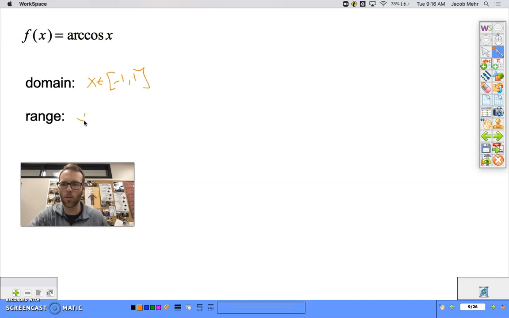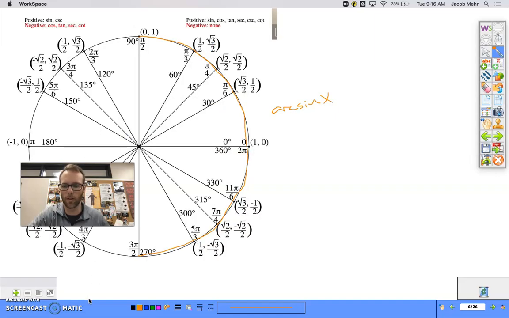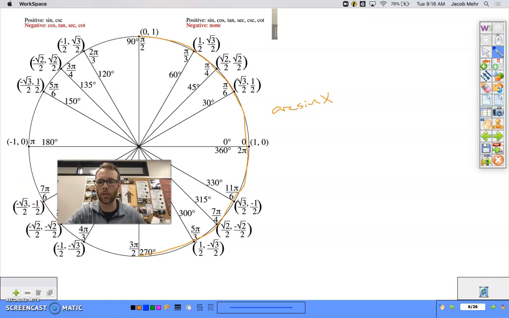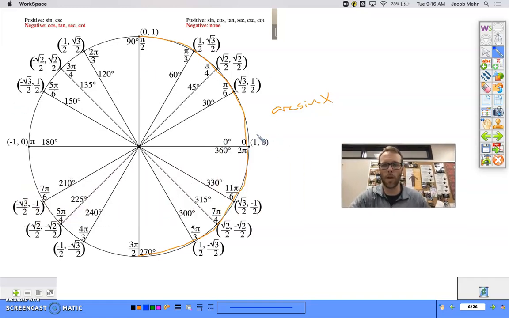Now the range, we said we restricted down to 0 to pi. So now go back to that unit circle. Where on the unit circle do we look for arc cosine? Well, we look from 0 to pi, which is the top half of our circle. For arc sine, we look at only the right half of the circle. For arc cosine, we look at the top half of the circle.